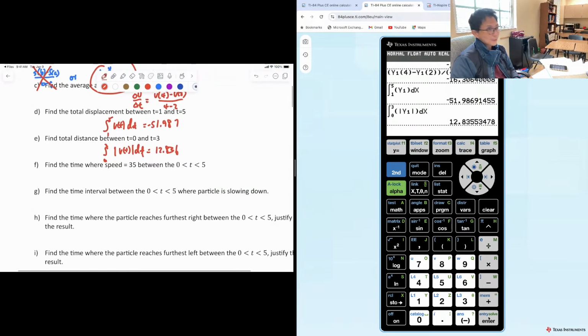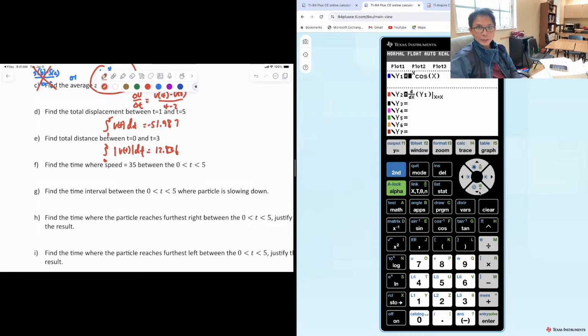Am I going too fast? Okay, let's find when the speed is equal to 35. There are 2 ways to do it. I'll show you 2 ways to do it, okay? For me, I will do it the first way, but I will show a better way too. So I'm going to go to y equals, and I'm going to graph another function, 35. Because I want when they equal 35, I just look for the intersection. But there's actually a better way to do it in a second. So I graph it right now.